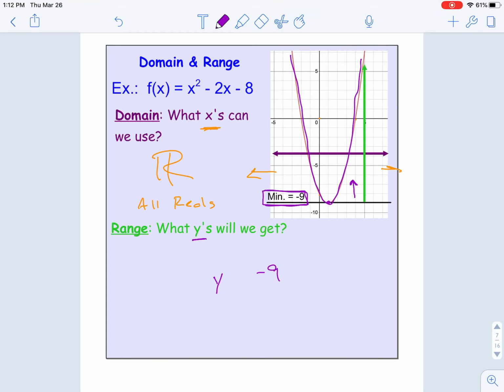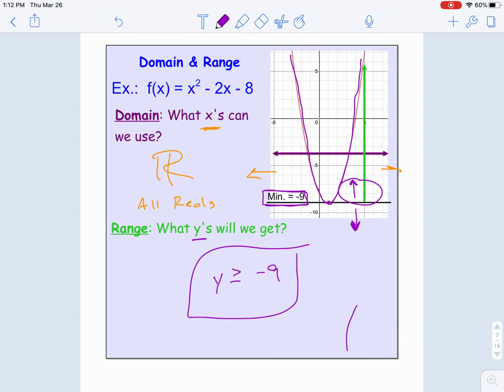Do I have the y values that are above this line, that are greater than that line, or do I have the y values that are less than this line or below this line? Well, I've got the ones that are above the line. My graph goes above the line. So I get all the y's that are greater than or equal to my minimum negative 9.